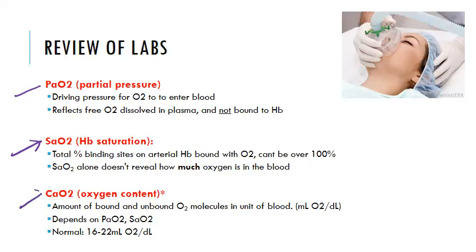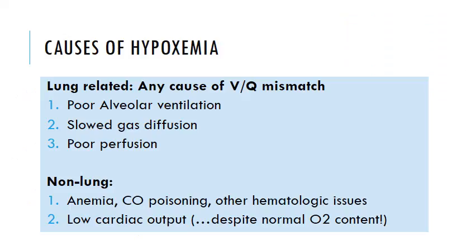And lastly, oxygen content is the amount of bound and unbound oxygen molecules per unit of blood. This depends on PaO2, SaO2, and hemoglobin concentration. There can be many causes of hypoxemia, and sometimes there's even more than one cause happening at the same time. Let's separate out these causes of hypoxemia based on lung-related disorders and non-lung-related disorders.